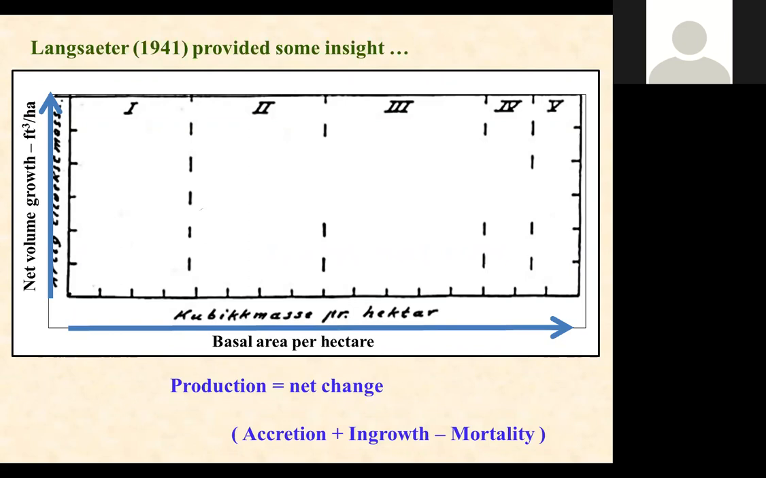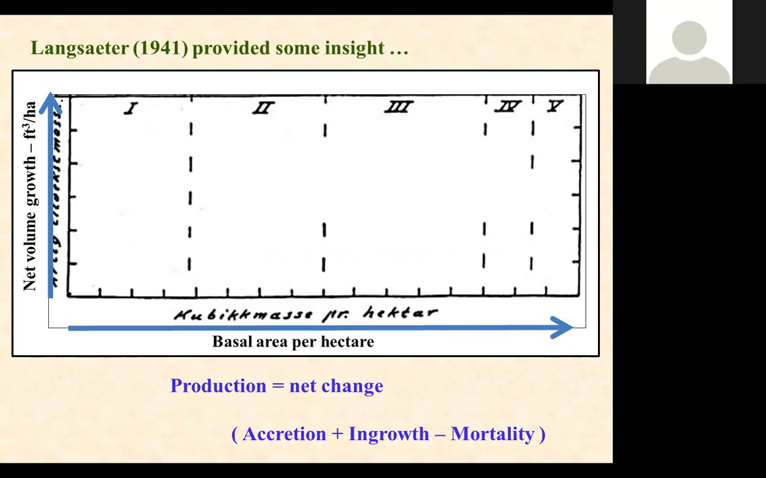The vertical axis is net volume growth, the change in cubic feet per hectare. And the horizontal axis is the basal area left behind. So basal area increases from left to right. On the very right-hand side, we have fully stocked, unthinned stands. Now his curves all relate to production or net change. And production, as I'm using it tonight, means accretion plus ingrowth, less mortality.